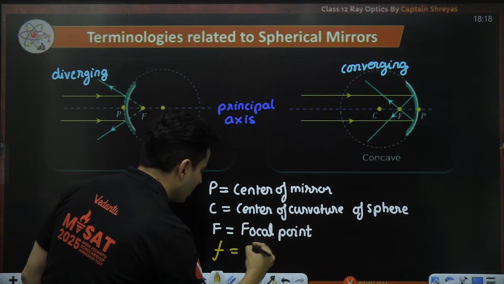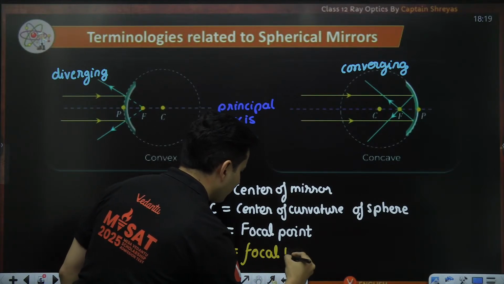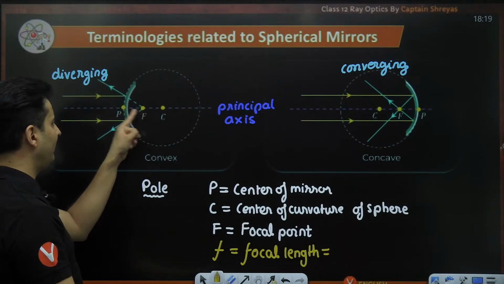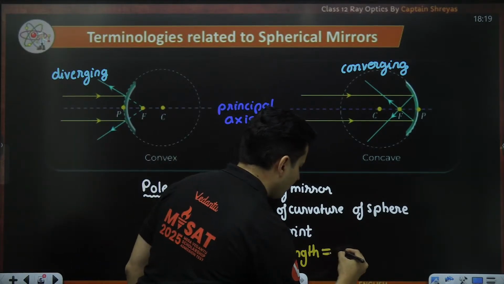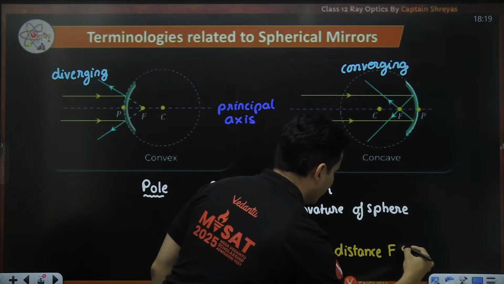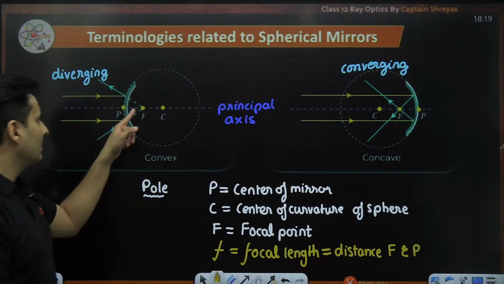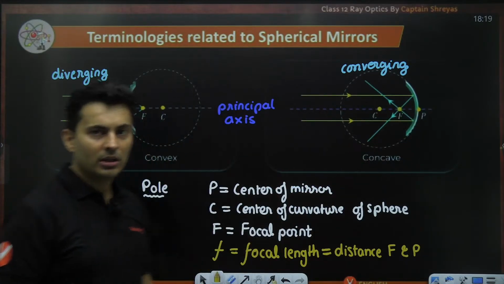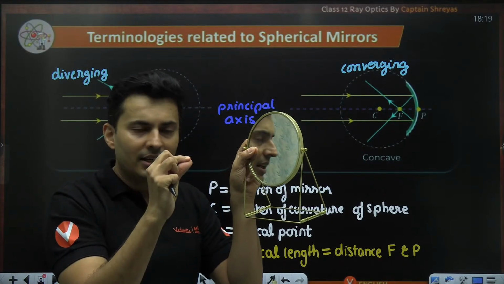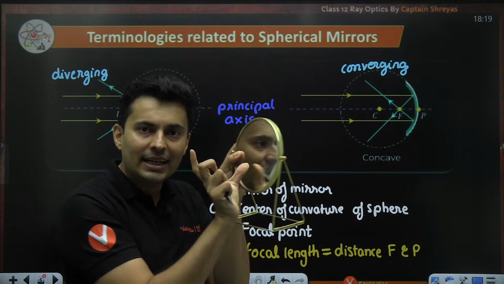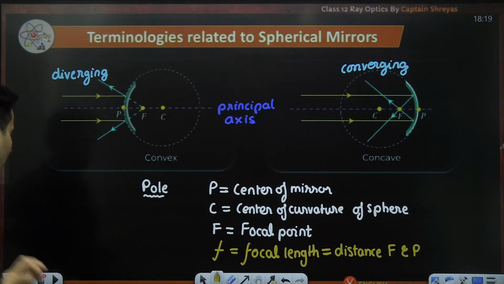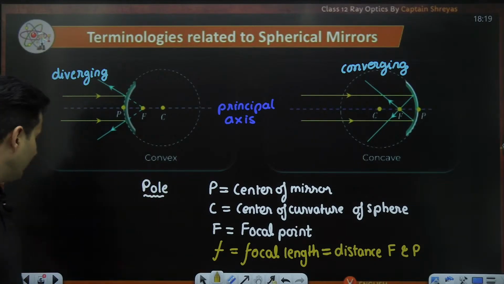Small f is also called the focal length, and it is the distance between the focal point and the pole. So if I have this particular mirror, the rays are falling and they converge here. From this point to the mirror, that distance is called the focal length. F is the focal length, not focal point. Focal point is capital F, small f is focal length.